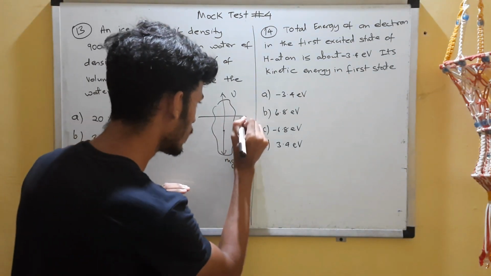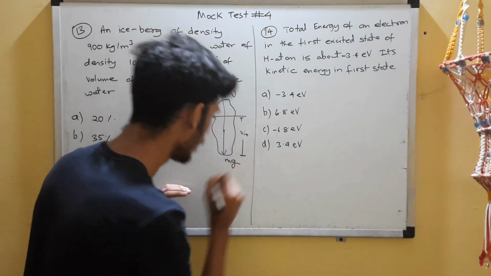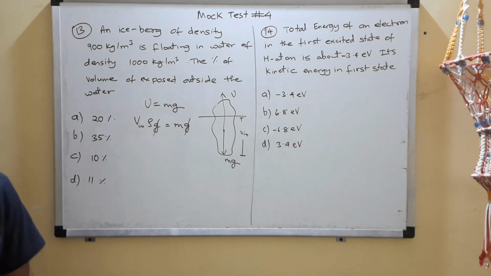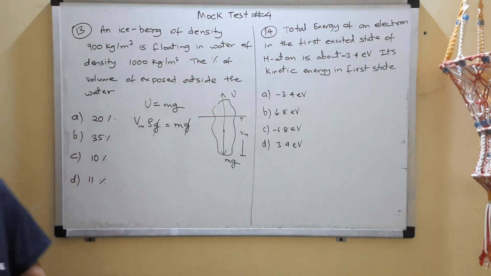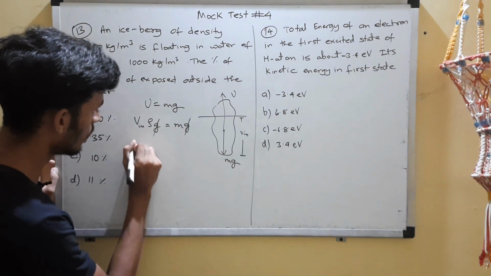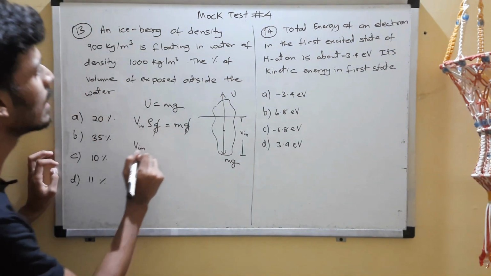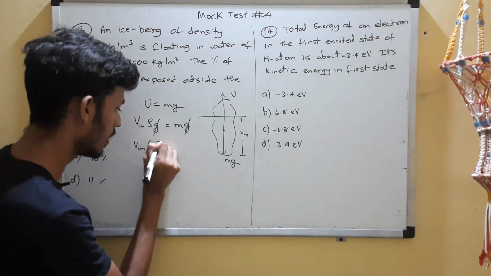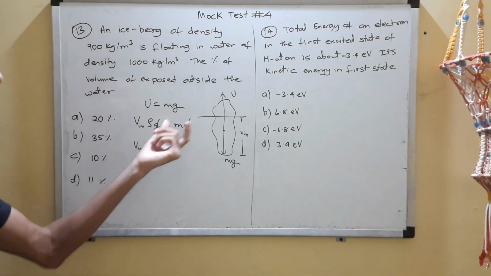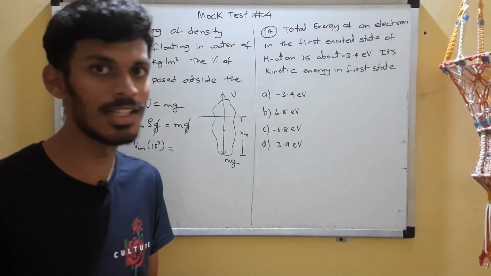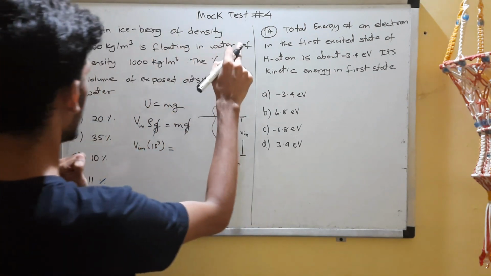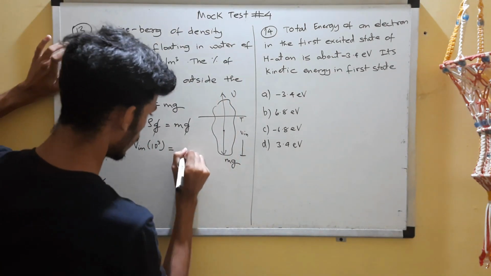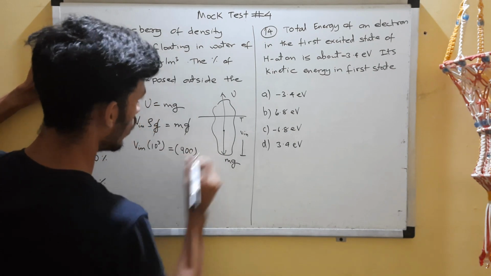So you can find this volume. This is the volume immersed. From this equation we can find the volume immersed, and if you subtract total volume minus volume immersed, that will give you the volume that is exposed. As simple as that. So volume immersed, and here we have density of water, which is 10 to the power 3 kg per meter cube. Mass of the iceberg, you can write as density into volume, right? So the density of the material of the iceberg is this, so density into volume of the iceberg.